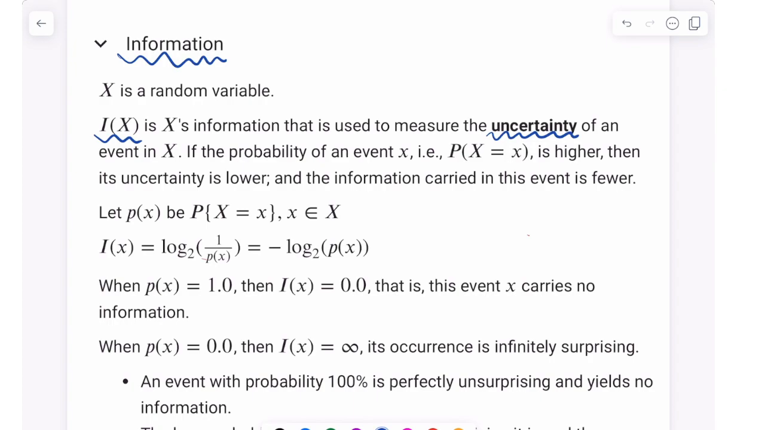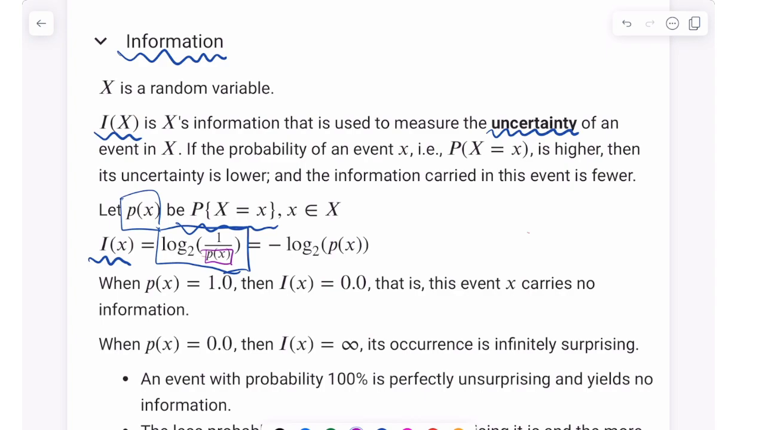So let's take a look at this one. If there is a random variable big X, and small x is one of its values, and we have the probability p of small x, then the information of this small x is defined as this one. That is the probability of x, right? So think about the concept right here: uncertainty or surprise.